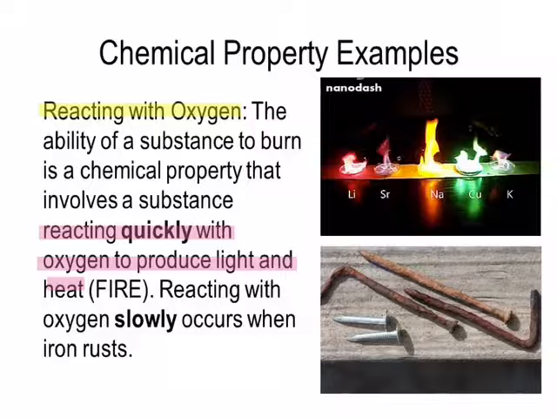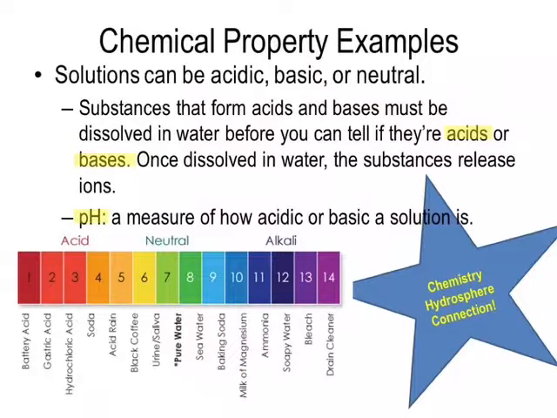Another way things can react with oxygen is through rust. That's a very slow reaction with oxygen. pH is another chemical property, which we talked about when we did the hydrosphere. So of course we have our neutrals, which is 7, acids, which are the low numbers, and alkali or basic, which are the higher numbers. Of course you want your water to be right here at 7, neutral, so it will have high water quality.